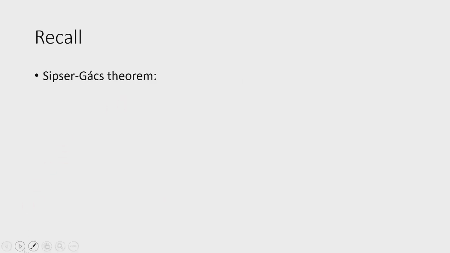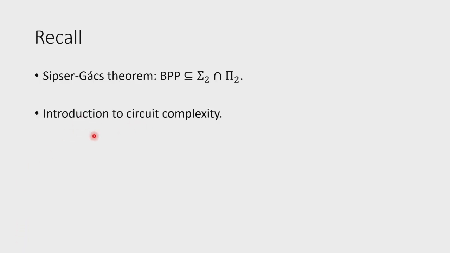Then you saw the Sipser-Gács theorem, which relates BPP with the polynomial time hierarchy. It says that BPP is contained in the intersection of Sigma 2 and Pi 2. And then you saw something about circuit complexity. So that was all for the recall. If there are no questions about this, we can start with the problems.